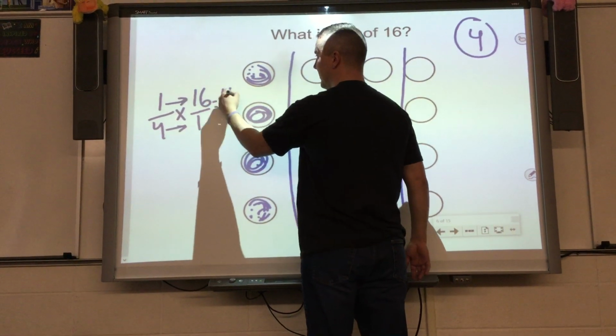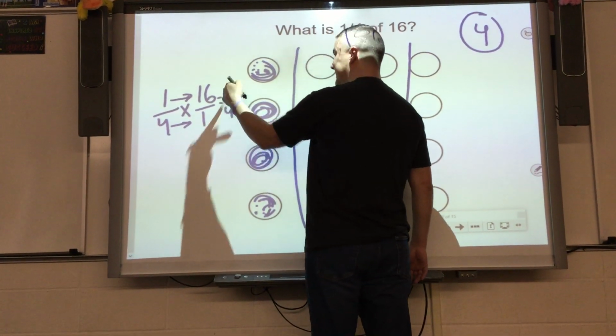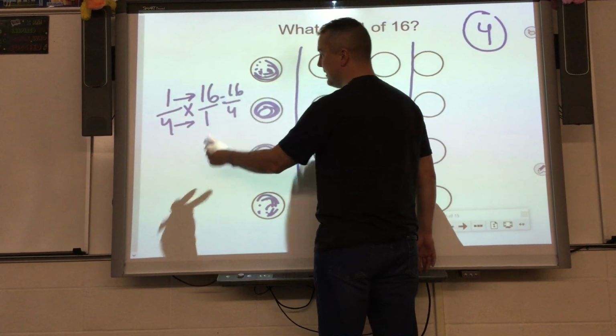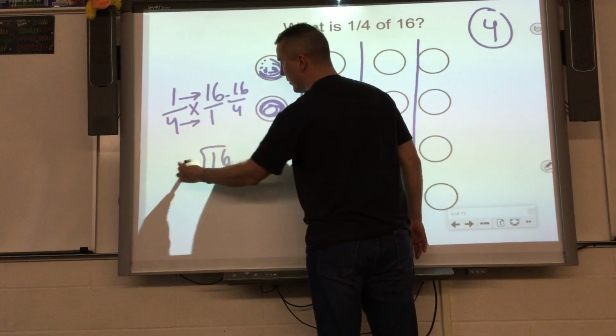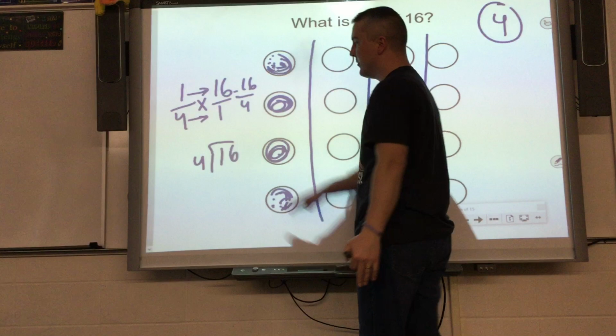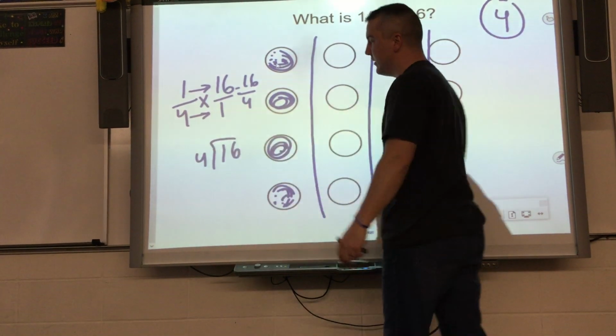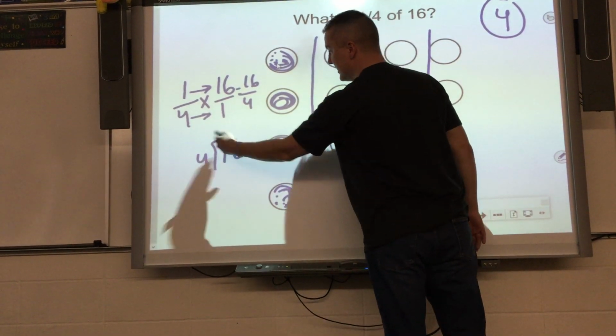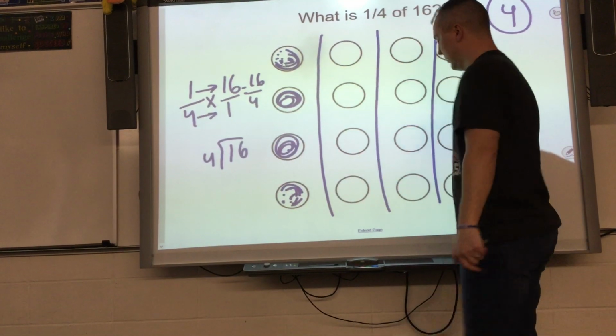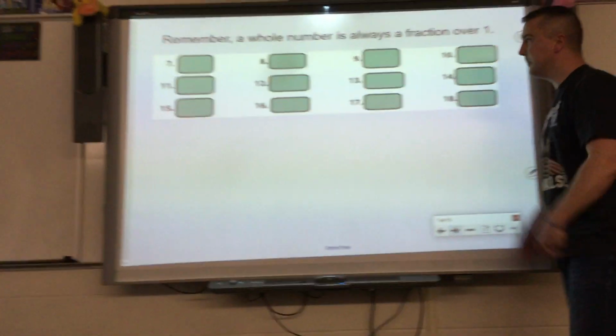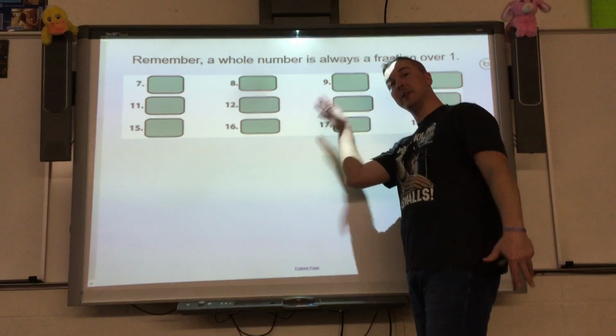I get 16. I get 4. 16 divided by 4, this is 16/4. Well, we don't leave it as 16/4. We need to change it from an improper fraction to either a whole number or a mixed number. In this case, it ends up being a whole number. 16 divided by 4, 4.